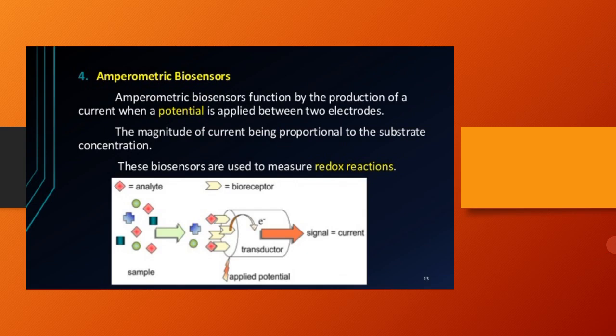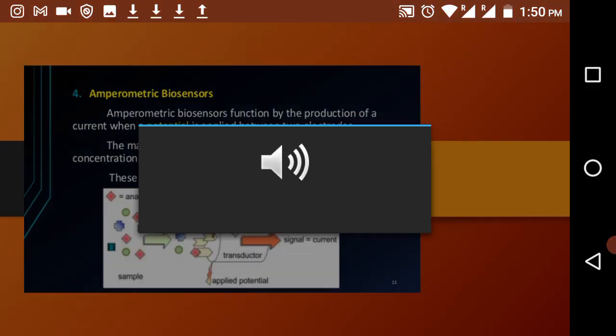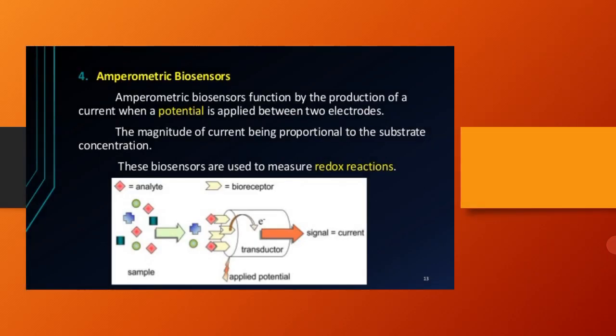Now the magnitude of the current produced is directly proportional to the substrate concentration. The more current is produced, the higher the substrate concentration in the solution. All right, these biosensors are used to measure redox reactions.